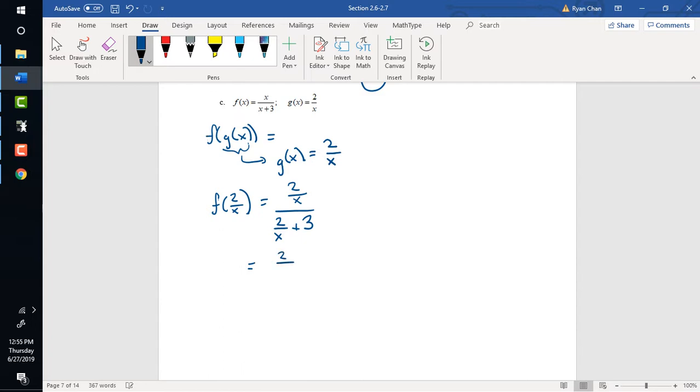Now just make sure you know some of your basic math. Combine the bottom part of your fraction. So you're going to multiply the top and bottom here, sorry about that, by x over x.